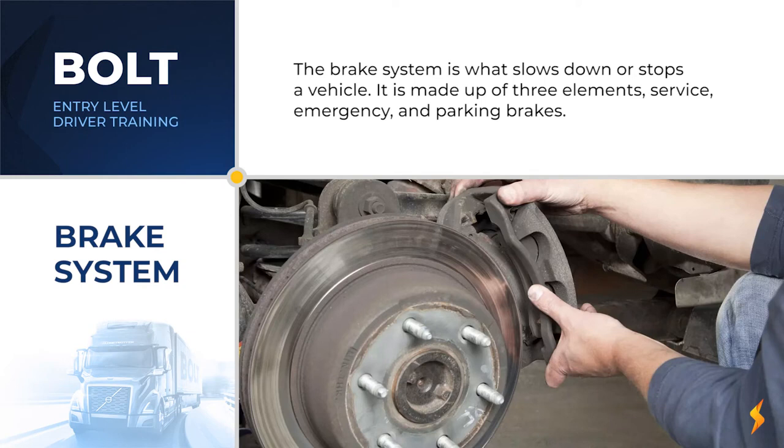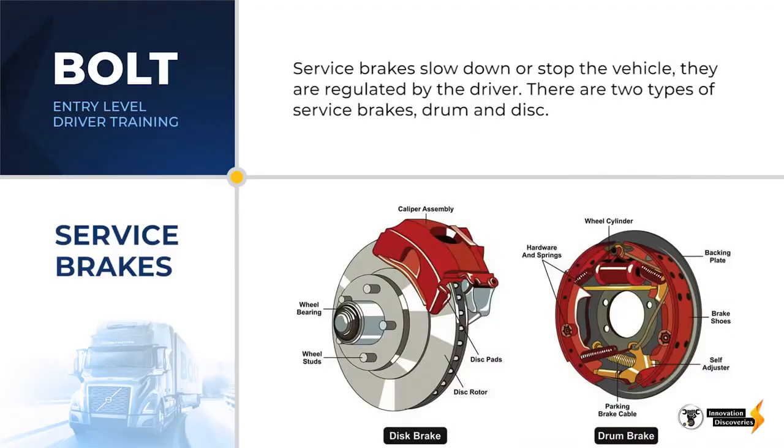The brake system is what slows down and stops a vehicle. It is made up of three major elements: service, emergency, and parking brakes. Service brakes slow down and stop the vehicle. The service brakes are regulated by the driver by using the foot treadle and trolley valves. There are two types of service brakes: drum and disc.